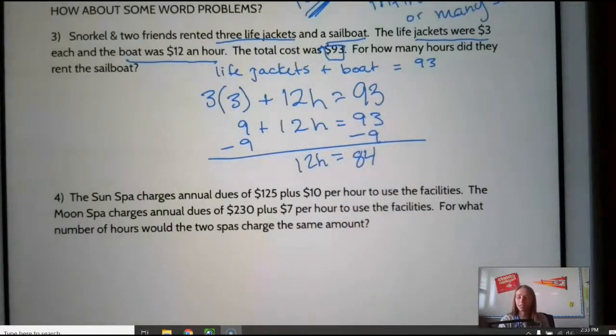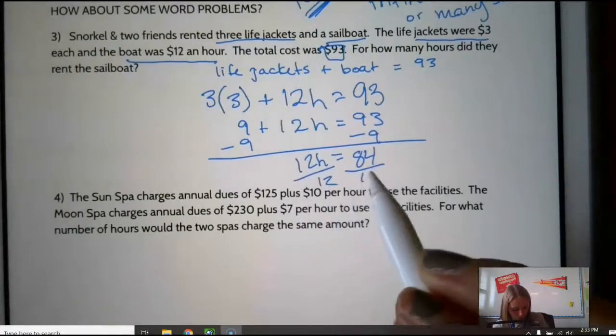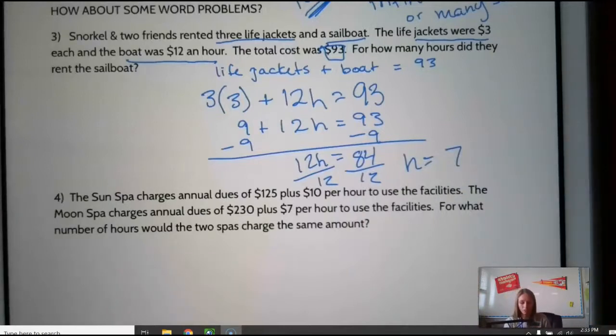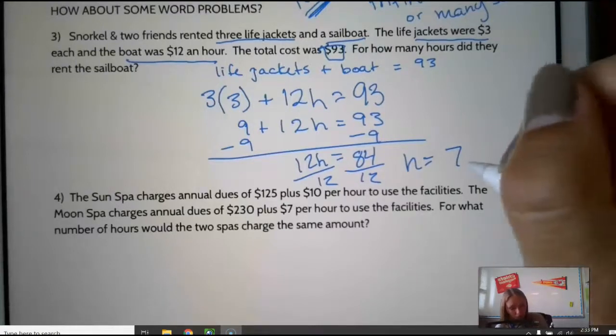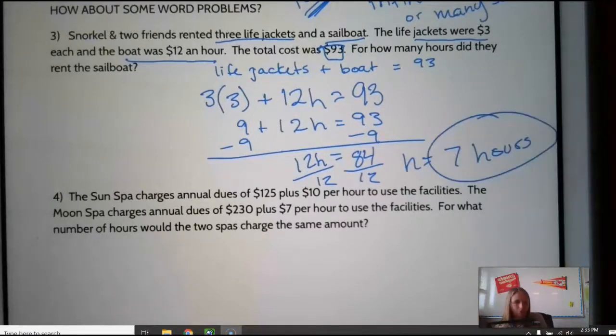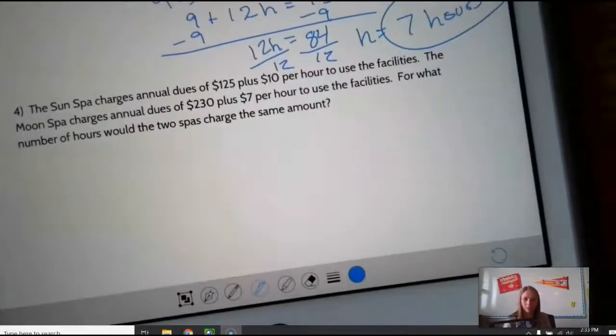Okay, so I need to get h by itself, so I need to divide both sides by 12, and h equals 7. So, what are we answering? How many hours did they rent the boat? It'd be 7 hours as my answer. Alright. Okay, now for the next one.